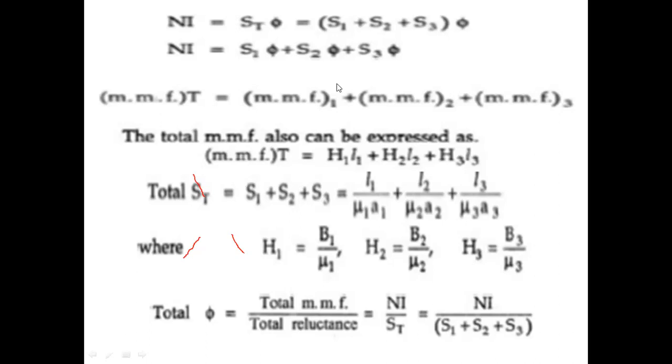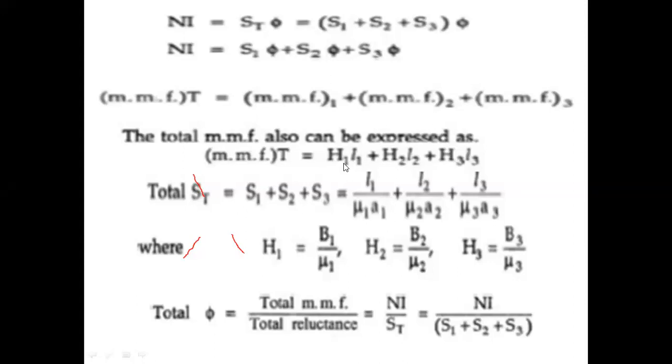Look at the formulas once. Yes, sir. The first material's field strength is different, the second material's field strength is different. Each material's field strength is different, and length is different. So total mmf equals H1 L1 for the first material, plus H2 L2 for the second material, plus H3 L3 for the third material. We can write like this also. Any method you can use here. For each material it is different.